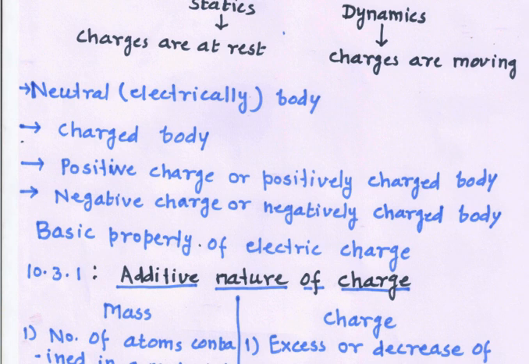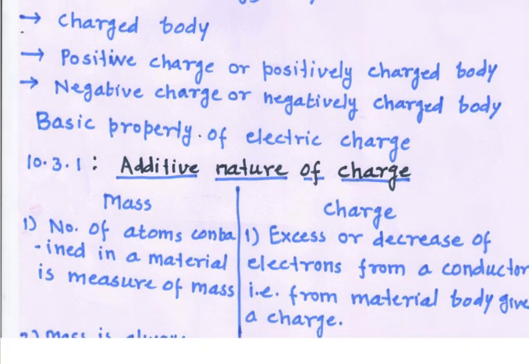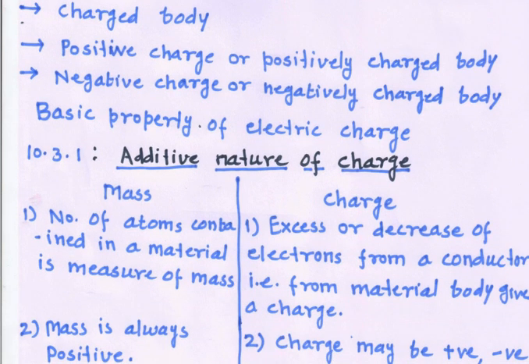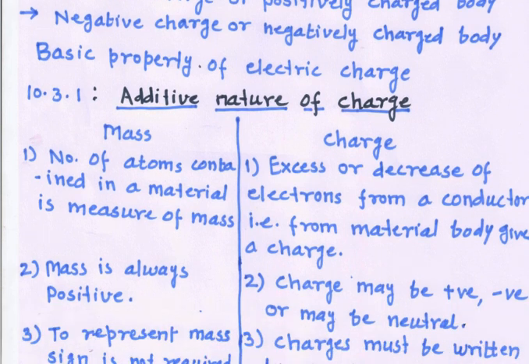Now we will compare charge with mass. Charge and mass are two entirely different quantities, but still we can compare them. First we will define them. What is mass? It is the measure of the number of atoms contained in a material. What is charge? Charge means there is an excess or decrease of electrons in a material body, which gives a charge.